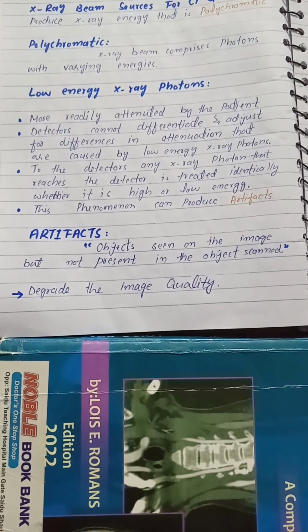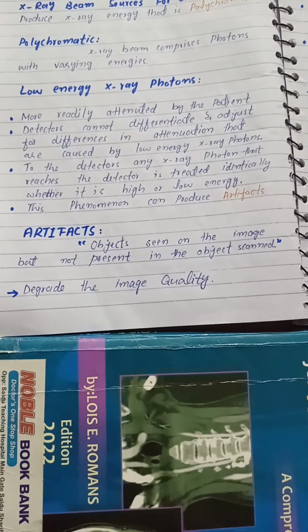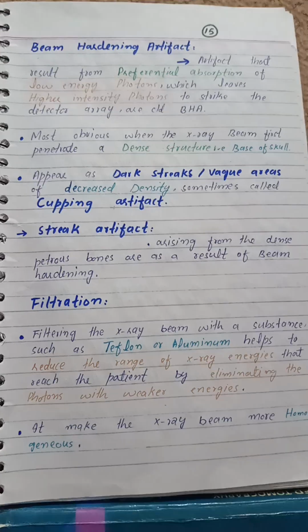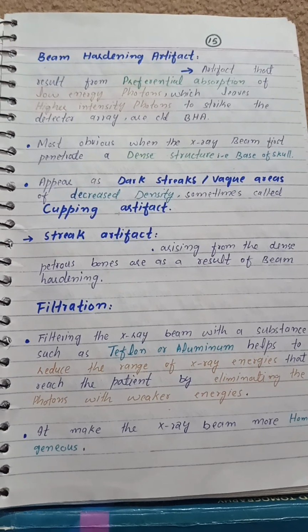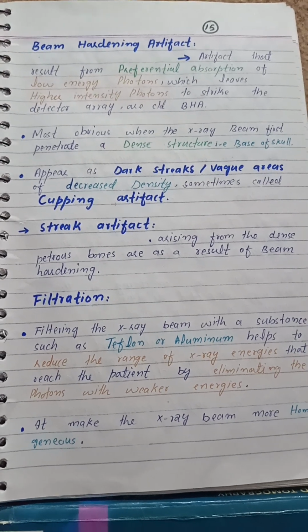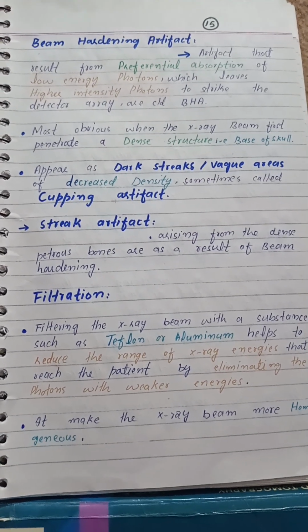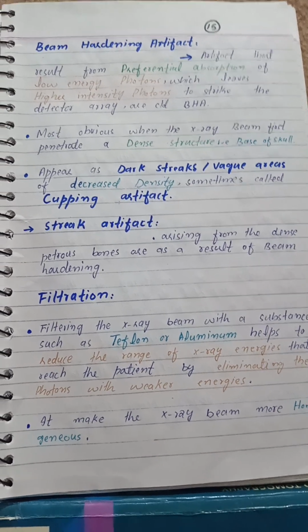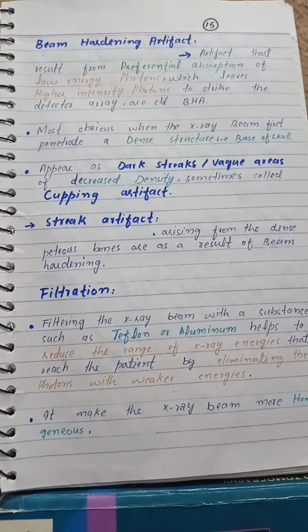Artifacts: objects seen on the image but not present in the object scanned. Artifacts degrade the image quality. Beam hardening artifact: artifact that results from preferential absorption of low energy photons, which leaves higher intensity photons to strike the detector array, is called beam hardening artifact.